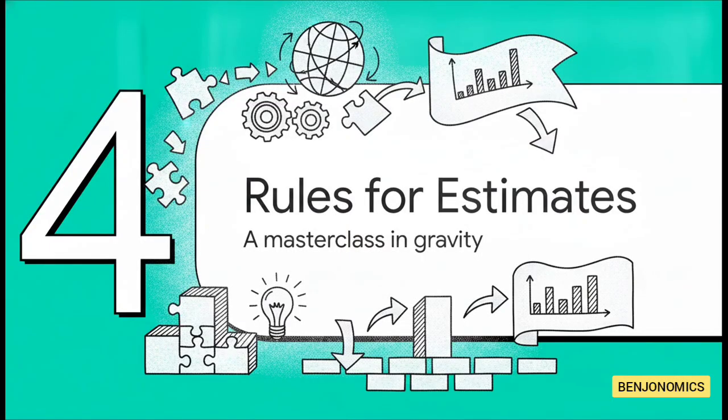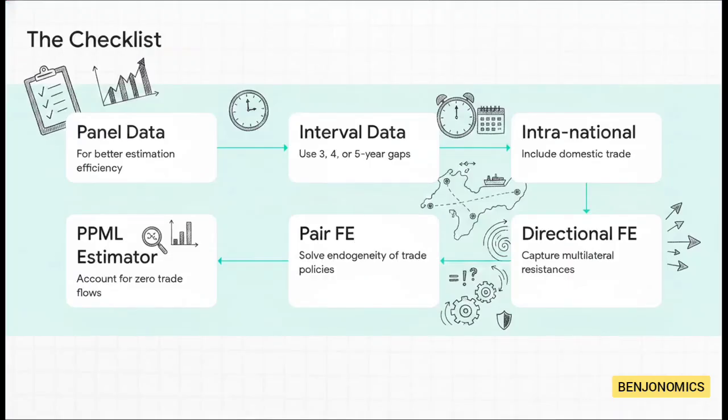So how do we fix this? Welcome to the masterclass portion of the explainer. Section 4, 6 rules for estimates. If you're taking notes, this is absolutely the checklist to screenshot. To obtain reliable partial equilibrium estimates, you've got to follow these 6 rules from the latest literature.